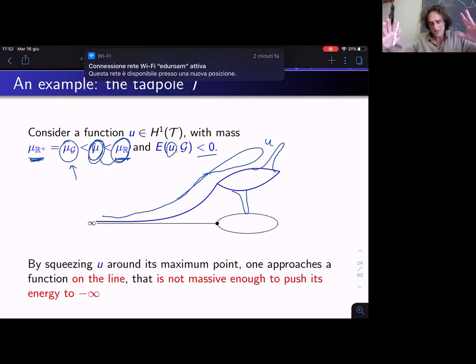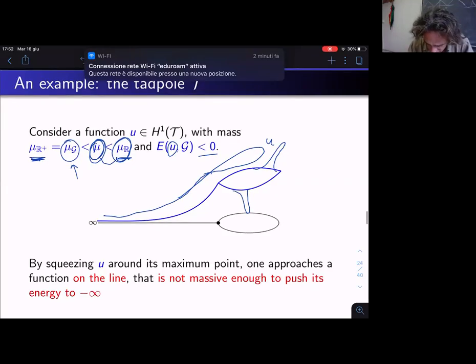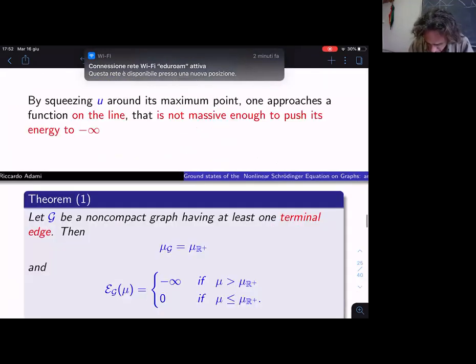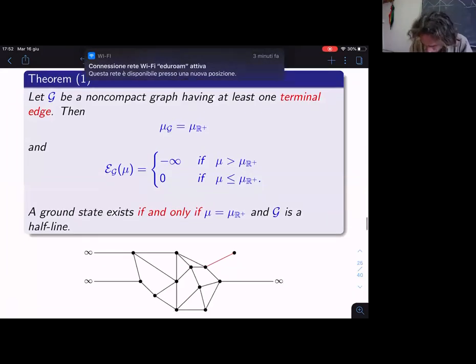In another way, when doing this process of stretching, you attain some minimum, but then you grow again and again, because when you squeeze a function on the line with a mass which is subcritical for the line, you go to plus infinity. So this process of going to minus infinity sooner or later is blocked by the topology of the graph. And this is the principle why in graphs there are many strange things happening. So I will give you the theorem on that, and then perhaps I will stop because the rest of the material is too long. But we have four theorems through which we classified this case.